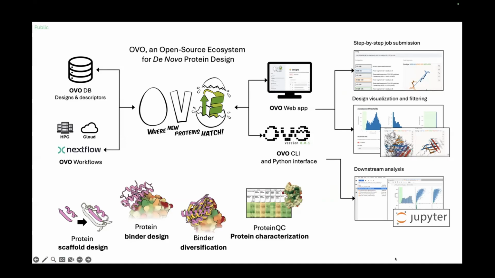Okay, so I will transition into a quick demo of the user interface. What you will see is that we support basically 3 different pipelines for RF diffusion: protein scaffold design, protein binder design, and binder diversification.